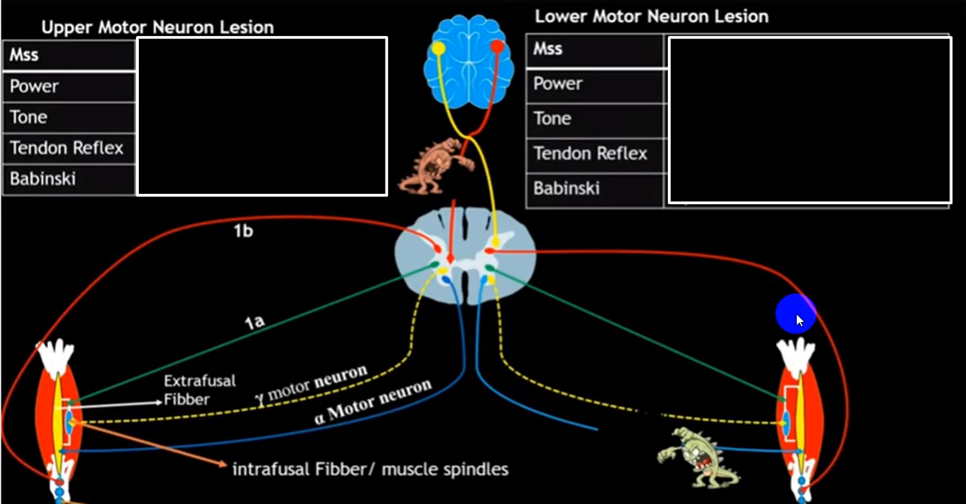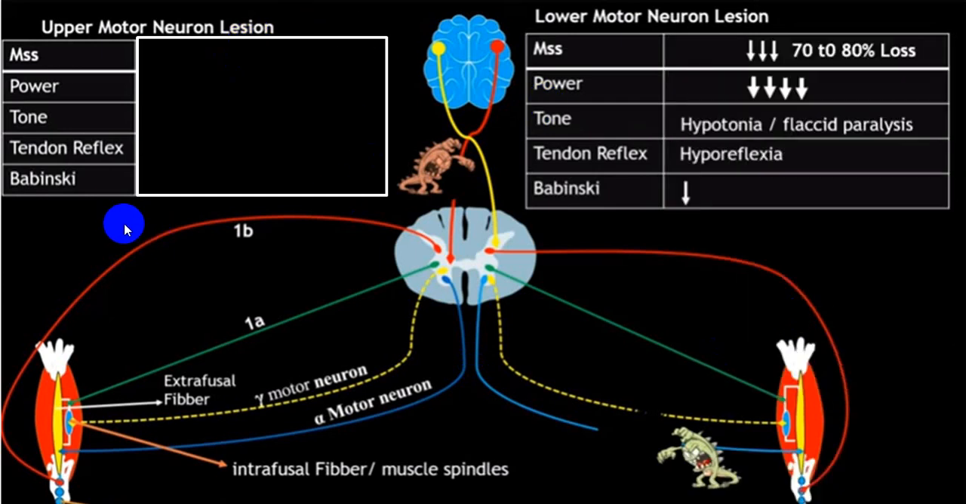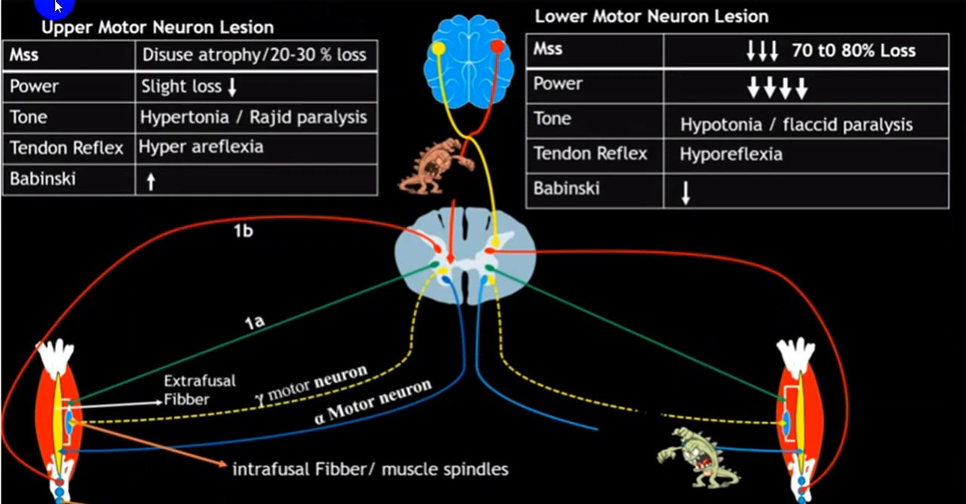So this we have already discussed. In upper motor neuron lesion versus lower motor neuron lesion, this will be the major difference. In upper motor neuron lesion, there is disuse atrophy, slightly diminished power, hypertonia, rigidity, hyperreflexia, and Babinski sign will be present, or we say the plantar will be extensor.